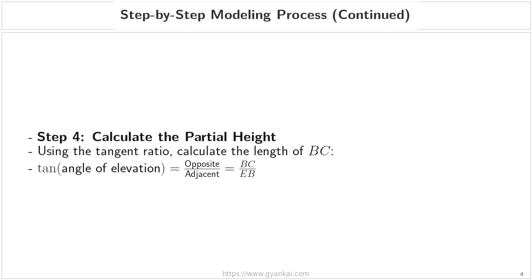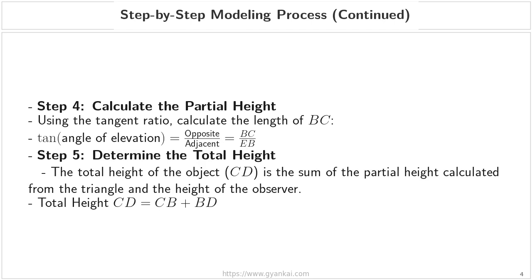Since we know the angle of elevation and the horizontal distance, we can set up our equation as tangent of the angle of elevation equals the opposite side divided by the adjacent side, which in our specific model is BC divided by EB. Once you have solved that equation for BC, we move to the final, crucial step.